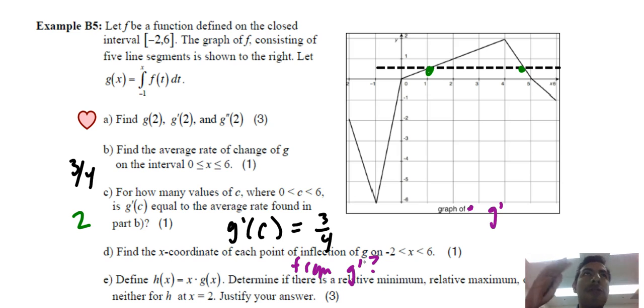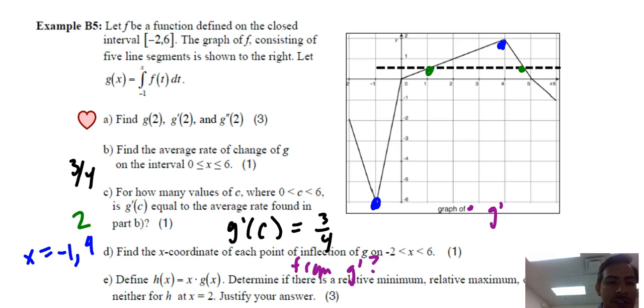Any relative max or min on the open interval will give you a point of inflection on G, which means that I am looking at this guy and that guy. Those are my only two max and min on G prime on the open interval from -2 to 6. So the x coordinates are going to be x equals -1 and x equals 4.